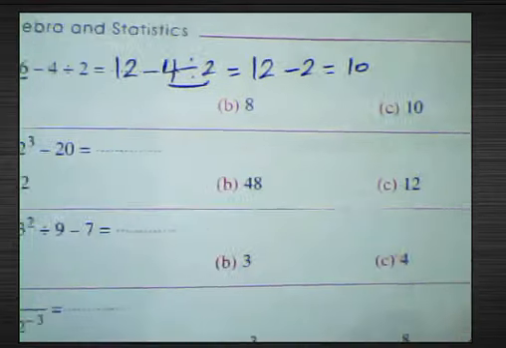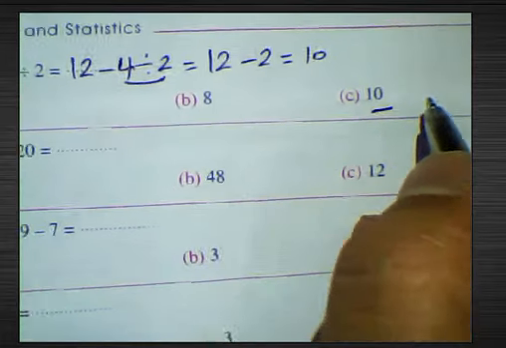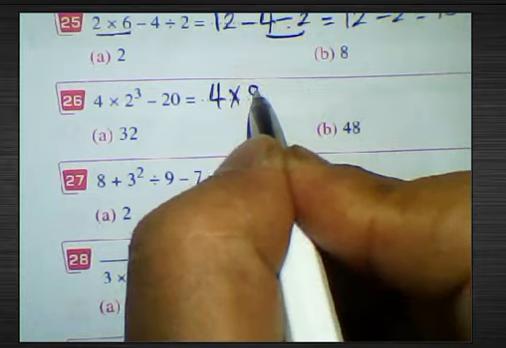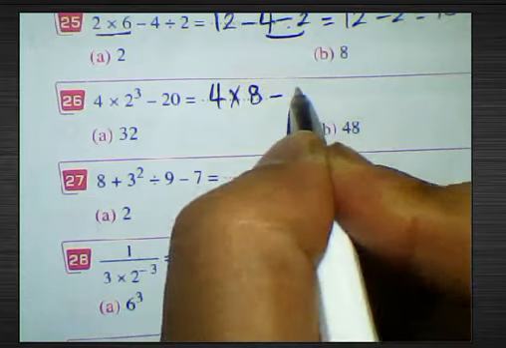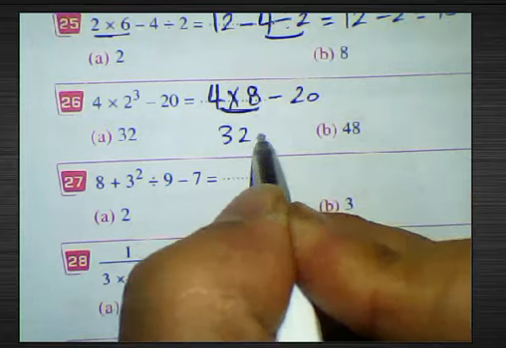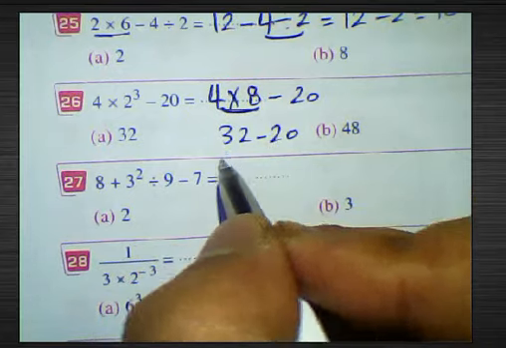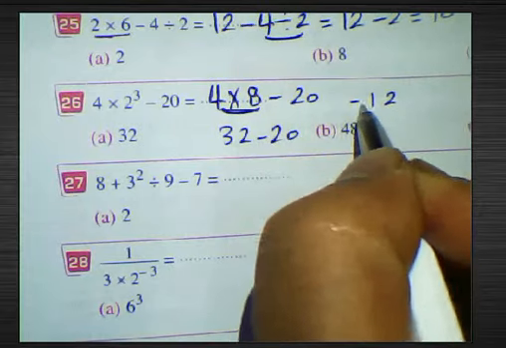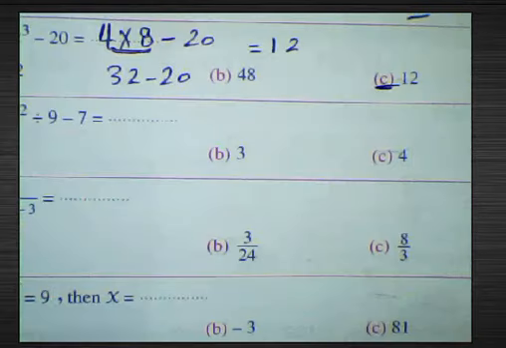About this example, 4 times 2 power 3, we can write 4 here. 2 power 3 equal 8. Subtract by 20, and then multiplication first. 4 times 8 equal 32. Subtract by 20. The result will be equal what? 2 minus 0 equal 2, and 3 minus 2 equal 1. The result will be equal 12.